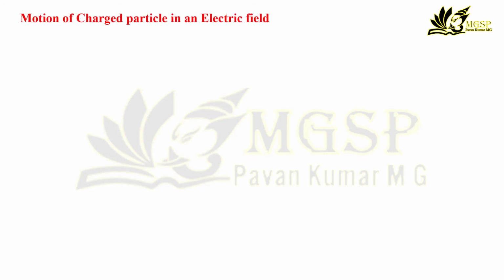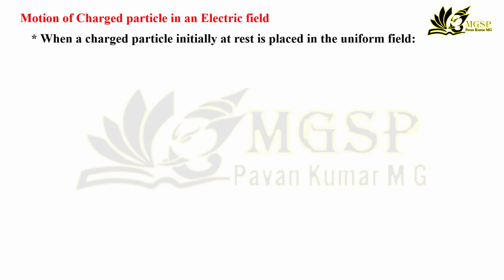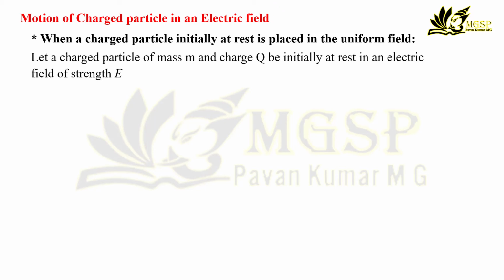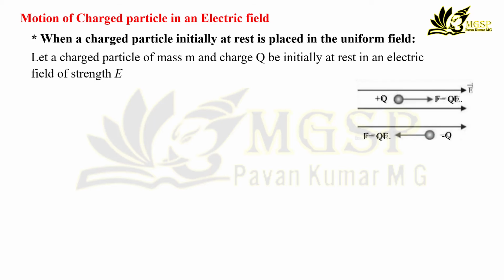Next comes the motion of a charged particle in an electric field. When a charged particle initially at rest is placed in a uniform field, let a charged particle of mass m and charge Q be initially at rest in an electric field of strength E. Suppose I am considering a charge in an electric field. Negative is in this direction, positive is in this direction. We know this. Force and acceleration.